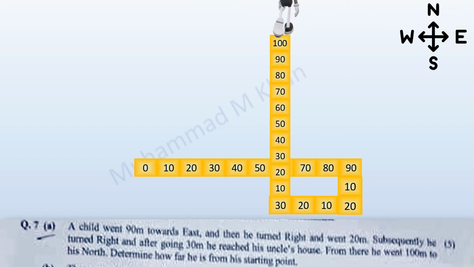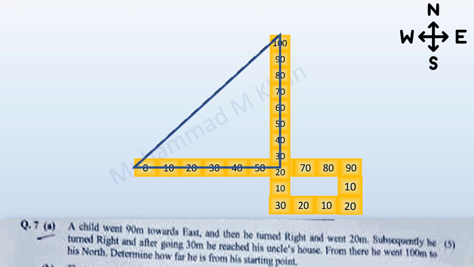The question requires us to calculate the distance from the starting point to the end point where the child ended walking. So the distance between the starting point and the ending point is, I'm denoting it by the dotted line. If you closely look at this section of the diagram, this appears to be a triangle. If I name its edges as A, this edge B, this C, then we have triangle ABC.